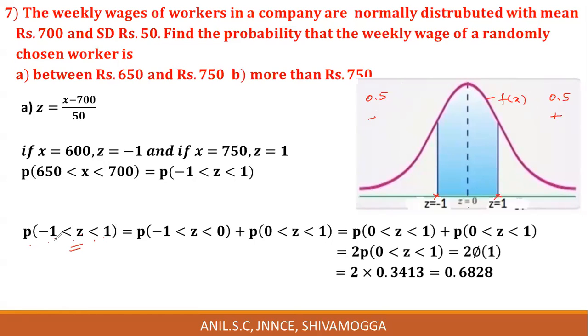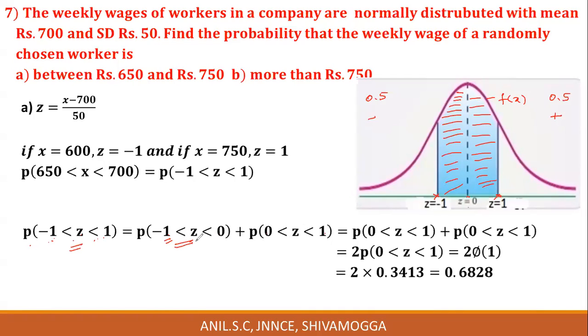Now the area required is between minus 1 and plus 1. This shaded area is the required area. Now split this interval, minus 1 to plus 1, into two subintervals. The first interval is from minus 1 to 0 and the second interval is from 0 to 1. Right? This is equal to P of minus 1 less than Z less than 0 plus P of 0 less than Z less than 1.